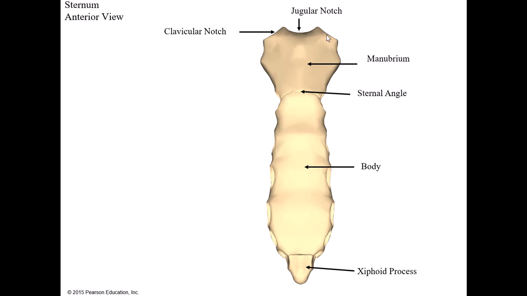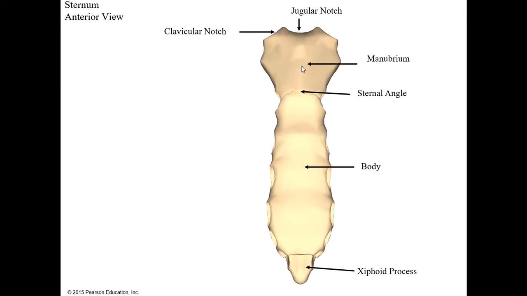There are two areas here and here for the clavicles to articulate with the manubrium. These are referred to as the clavicular notches. So I labeled it on one side, but here's one clavicular notch. Here is the other. Right in between up here, there's a depression. This is known as the jugular notch.